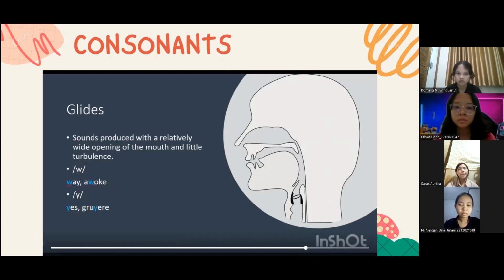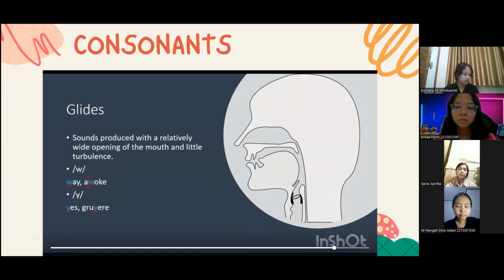So in all these cases that you see here, the glides are occurring at the beginning of the syllable. So for example, you have way, which is clearly in the beginning, but you also have awoke, and that's in the beginning of the syllable. Same thing here, yes, and gruyere.